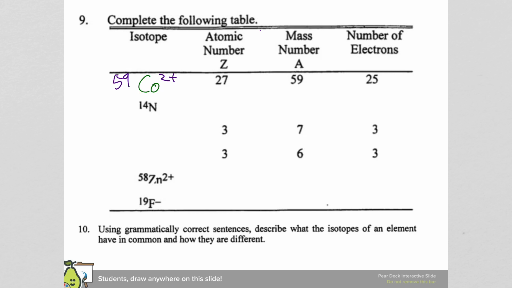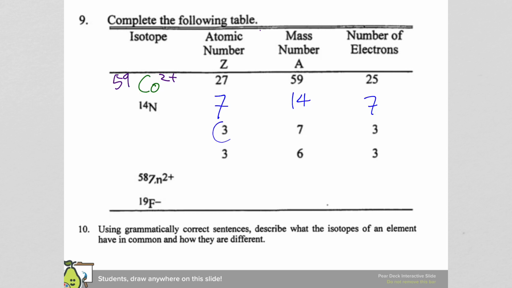On the other hand, for nitrogen, which is the single letter, capital letter N, the atomic number should be 7. You have to use the periodic table to determine that. The mass number on this hand is 14 because you get it from here. That is given to you. Since this is a neutral compound, this should be 7 electrons. Same with the next one.